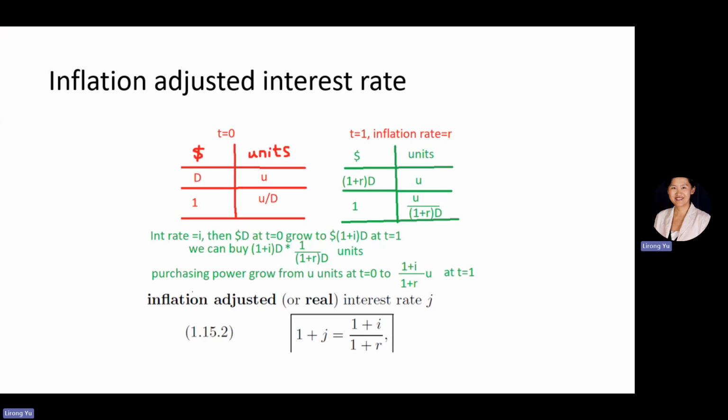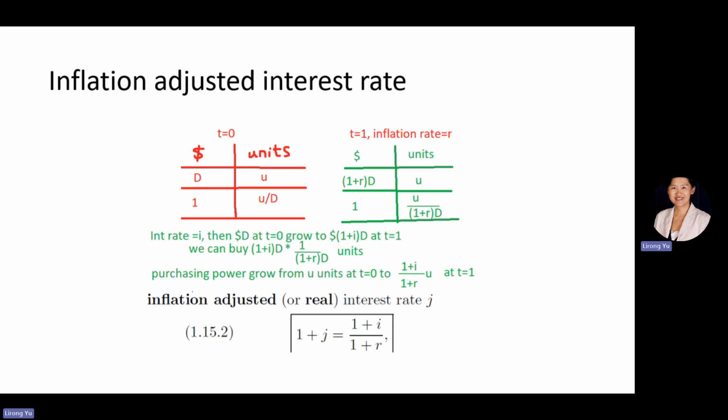So here at time T equal to 0, suppose you can buy U units of something with D dollars. So the price is D and the units are U. That means if you only want to pay $1, you can buy U over D units. That's how many units you can buy at T equal to 0. Then comes T equal to 1.